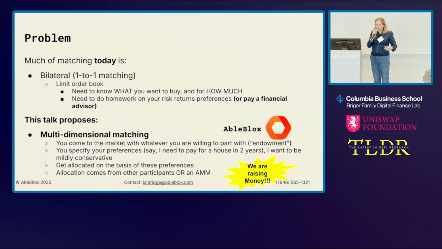A lot of matching today is bilateral, right? So you have one-to-one matching, and it takes a really long time. And in many cases, you need to know what you want, right? So you have to talk to a financial advisor, or you have to run some quant model and determine what you want to buy, how much you want to buy. It's basically a pain. So instead, what I'm proposing is a multi-dimensional matching, and I'll show you that you can do it really, really fast.